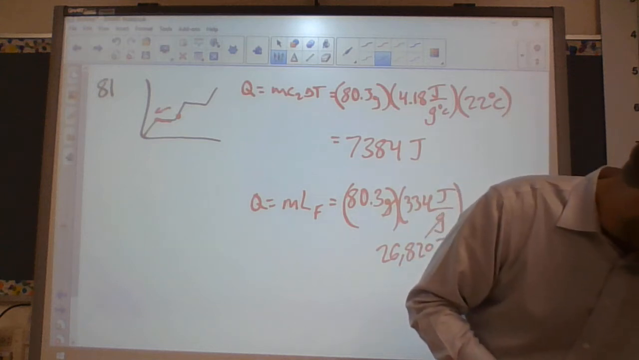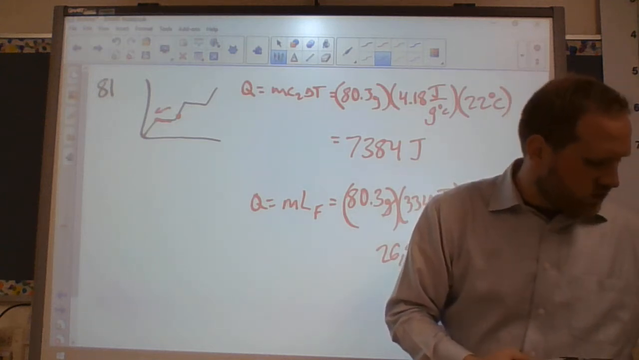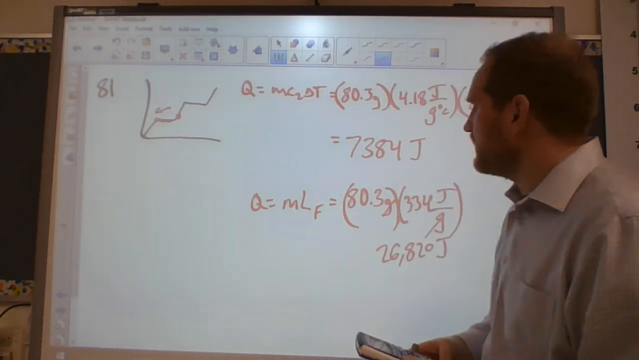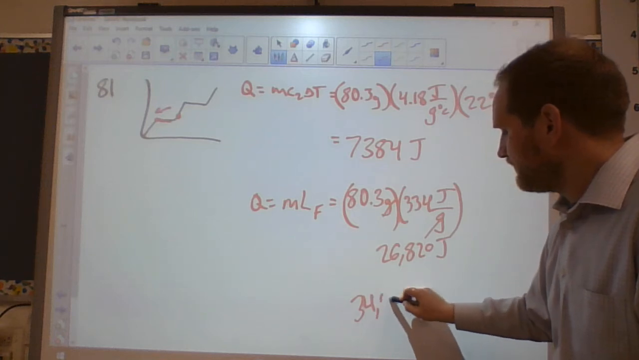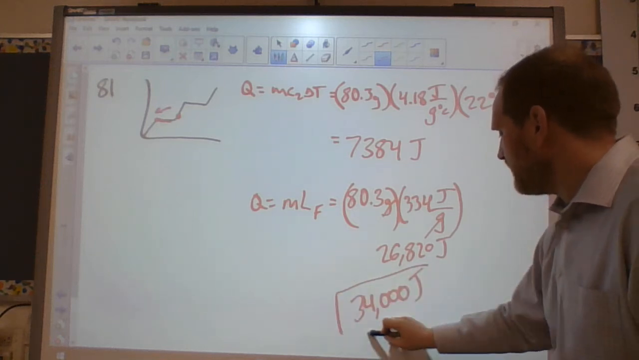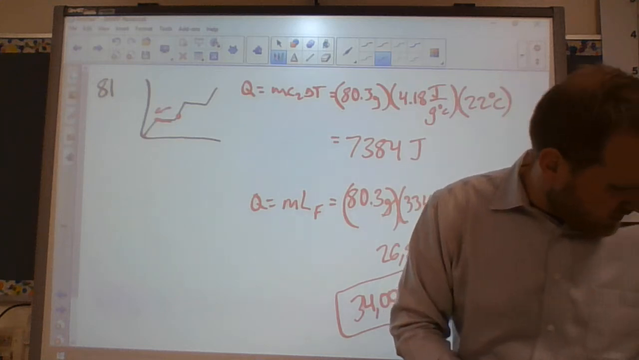And let's check our sig figs. Looks like it's going to be 2 sig figs because of the 22 degrees. So 34,000. So that's how much heat must have been released in order for it to cool down. All right, 82.